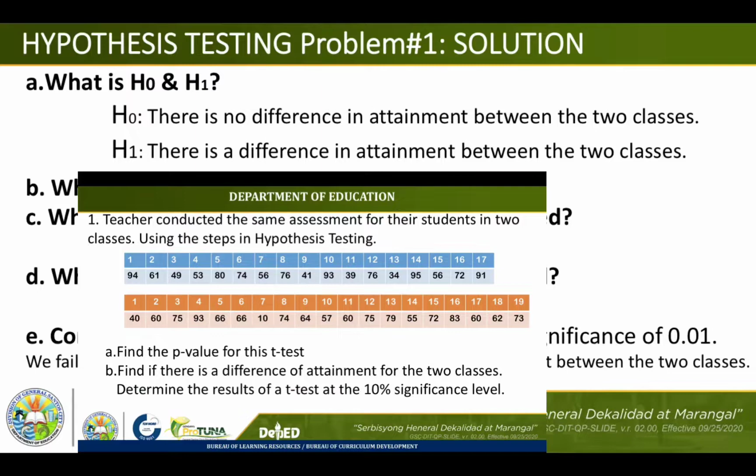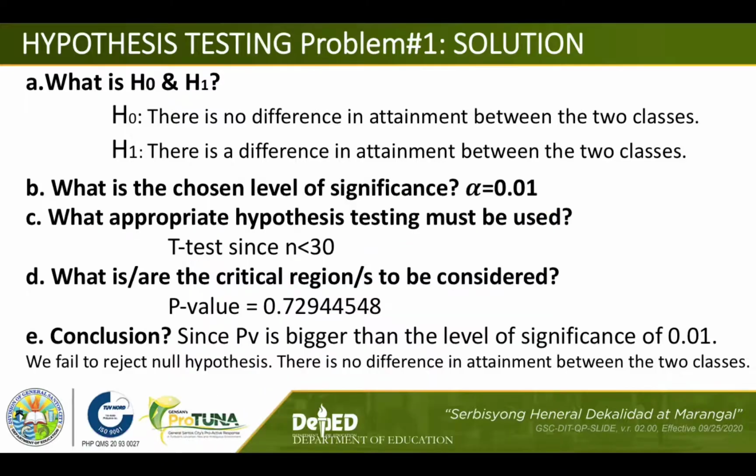In testing hypotheses, first we should know the null and alternative hypothesis. The null hypothesis is there is no difference in attainment between the two classes, and the alternative hypothesis is there is a difference in attainment between the two classes. B. The chosen level of significance, alpha, is equal to 0.01 since the level of significance is 10%. C. We are going to use t-test since n is less than 30.